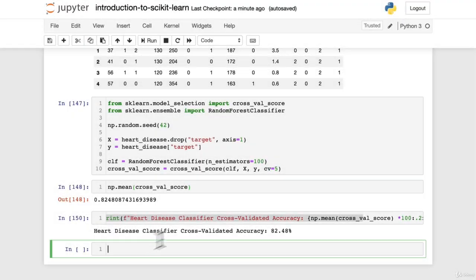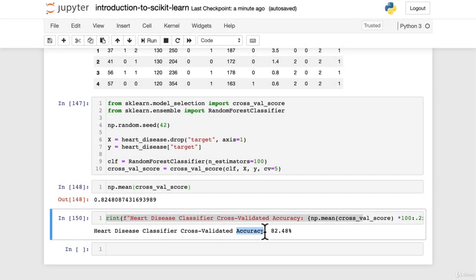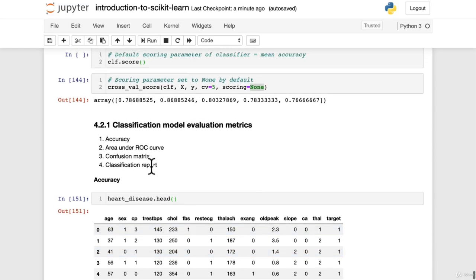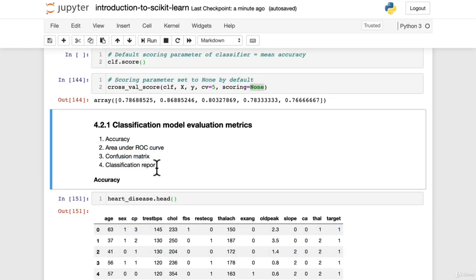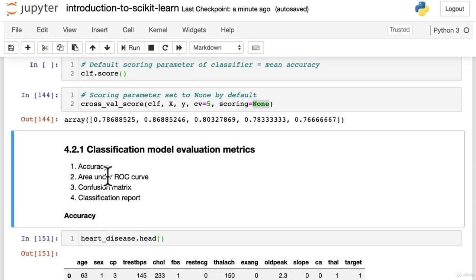Now, we've just covered accuracy as a method of evaluating our classification models. And you might be thinking, why can't we just leave it at that? Well, as we start to go through these other metrics here, you'll start to understand why it might be important to get a few more different evaluation metrics on the board rather than just accuracy.